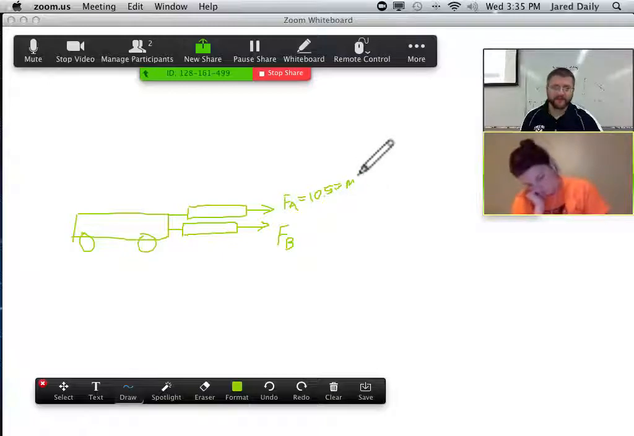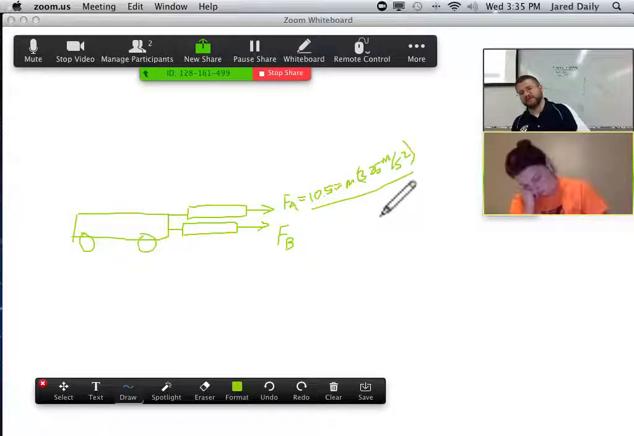Oh, okay. I think I can get it now. I can figure out the cart's mass. Because once you figure out the cart's mass, you can figure out what the other one is, right? Yep. So that's mass times acceleration right there. Okay. Force equals mass times acceleration.